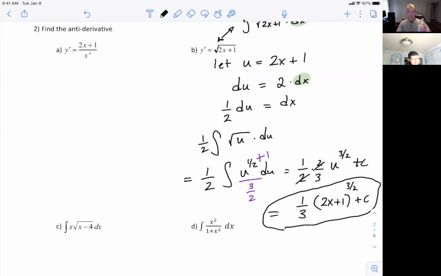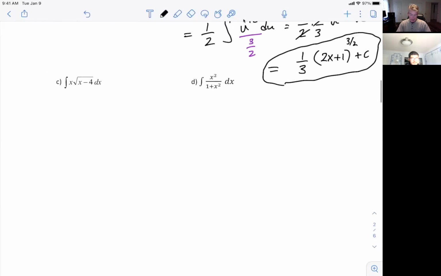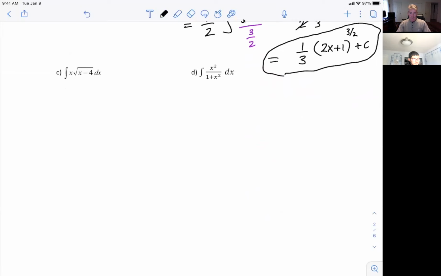Does anybody have questions on that one? So then part A and B were meant to be straightforward. And then C is a little more challenging, and then D is even more challenging.